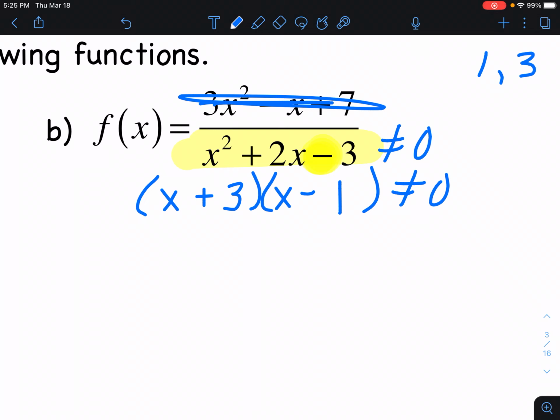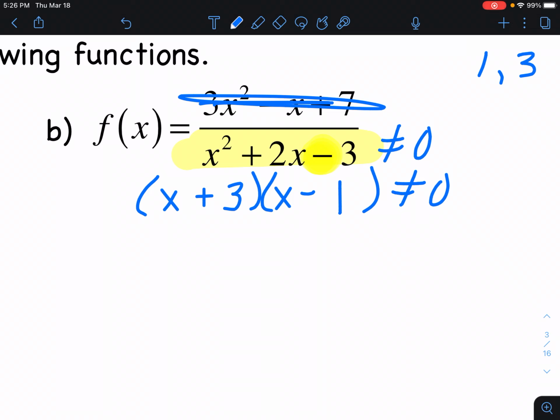Remember, the rule is multiply to get C, add or subtract to get B. So the mental check is 3 times negative 1 is negative 3, and 3 minus 1 is 2. So that's good. So that's factored. It's not solved yet, though.